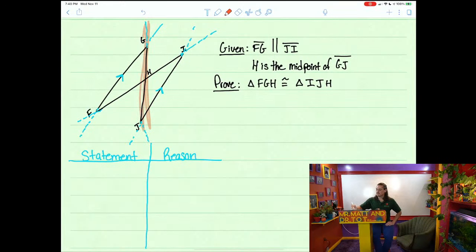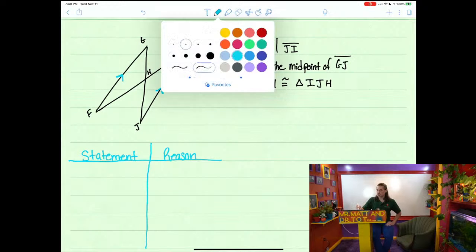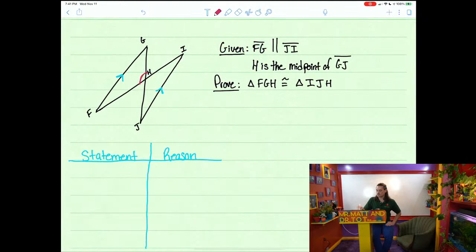So if they tell us, first of all, we know that these two, let's start with the more basic stuff. We know that these two angles have to be congruent to each other because they're vertical pairs. Then they also tell us that H is the midpoint of GJ. If H is the midpoint of GJ, then GH has to be congruent to HJ, because that's the definition of a midpoint. So I'm going to start with that statement.